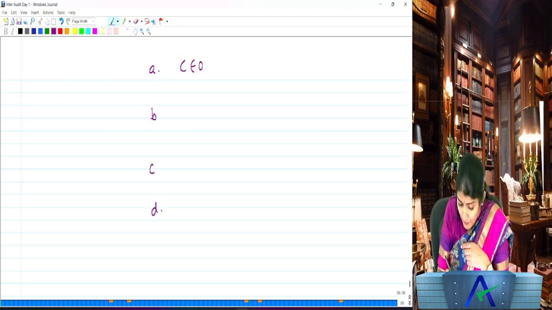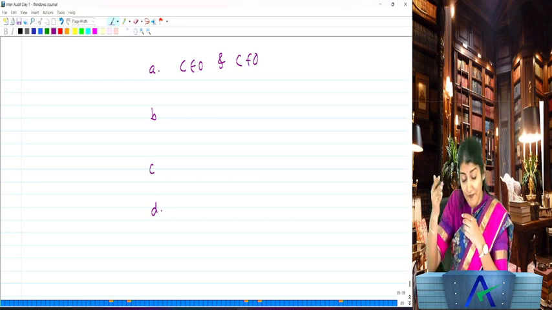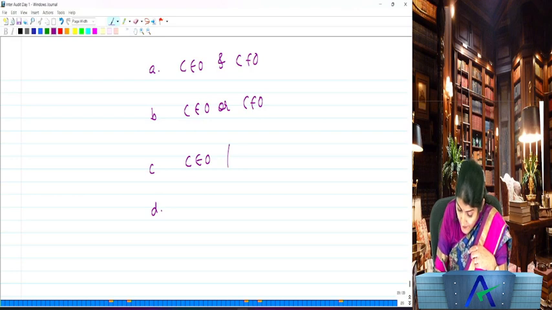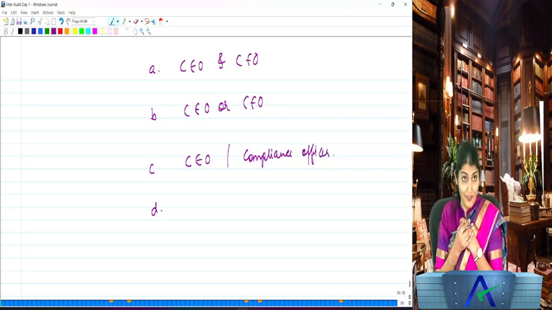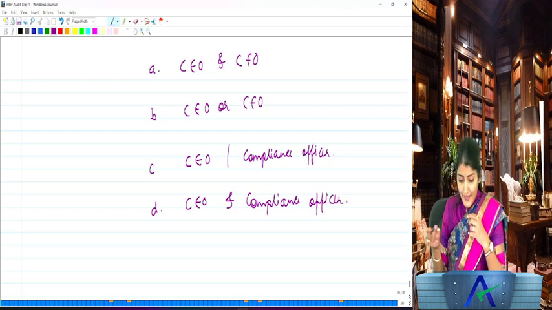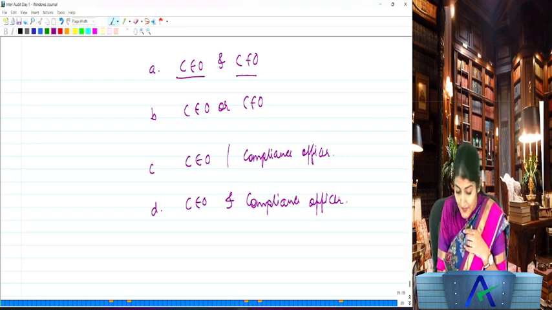The chief executive officer and the chief financial officer; then the chief executive officer or the chief financial officer; then you have the chief executive officer or the compliance officer. Now you say, this uncle I never met, I don't know who this uncle is. And then it says chief executive officer and the compliance officer. Now, what does your general knowledge say? Nothing like that happens. Compliance officer and so on, nothing like that. It has to be CEO, CFO.